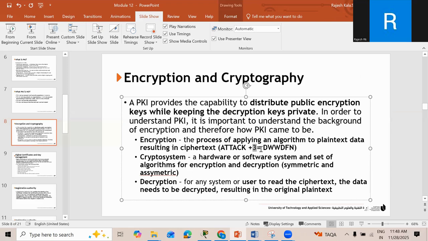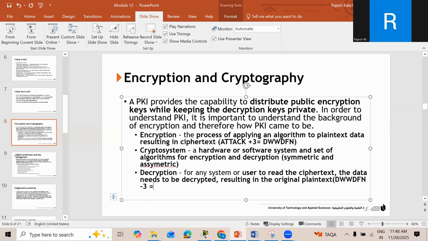What about decryption? How do you recover the plain text from the ciphertext? Here I will use the secret text as the input, and now I will use -3 to get back ATTACK. This is decryption. The simple explanation is: read the ciphertext, decrypt it, and we get the plain text. So this is the ciphertext, we use the algorithm -3, and then attack is the plain text.